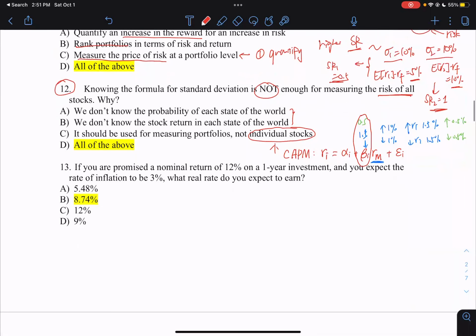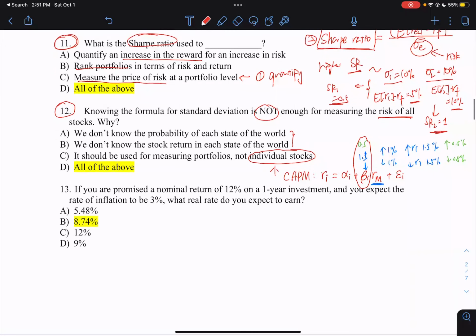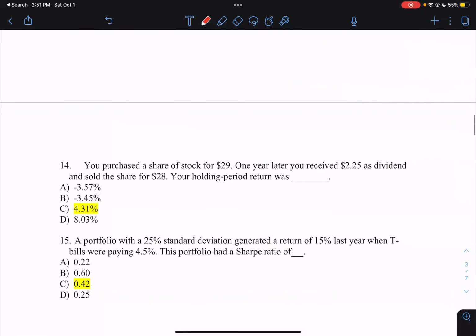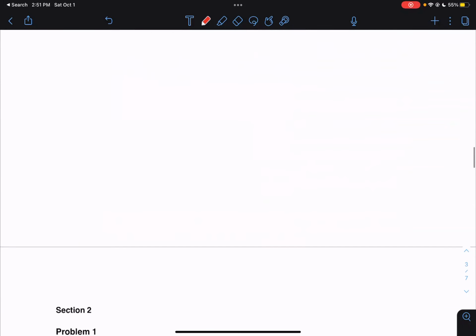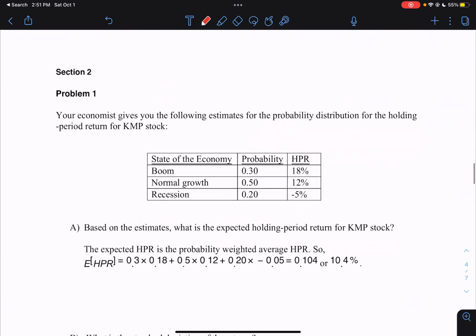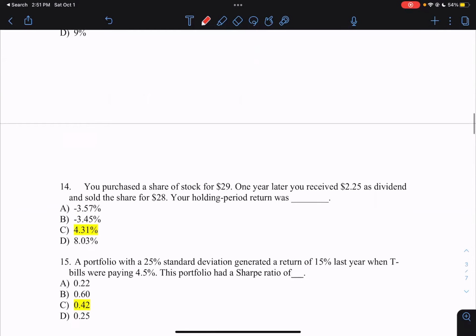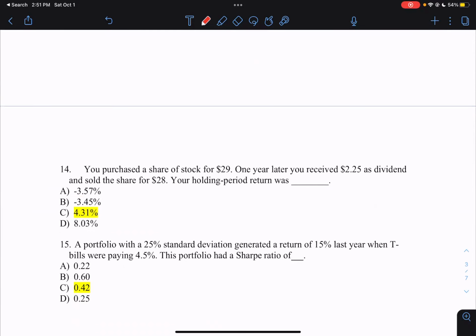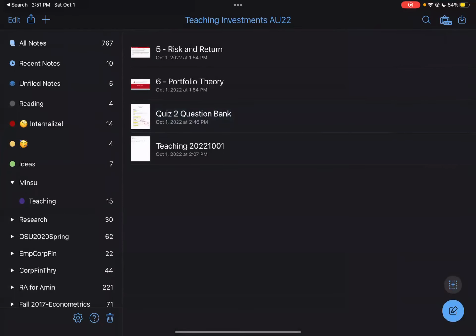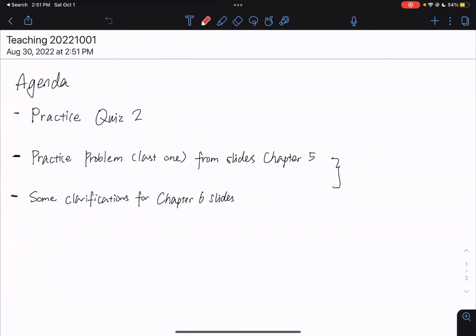Okay, that's clear. Then I'm done with practice quiz 2. And I think most of them I already covered in class, and the numerical questions are pretty straightforward. The formulas are all here and numbers are all here. So good luck with it. And let's go to the next one, which is the last practice problem from chapter 5.